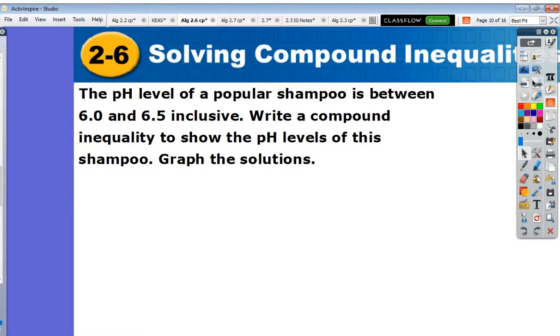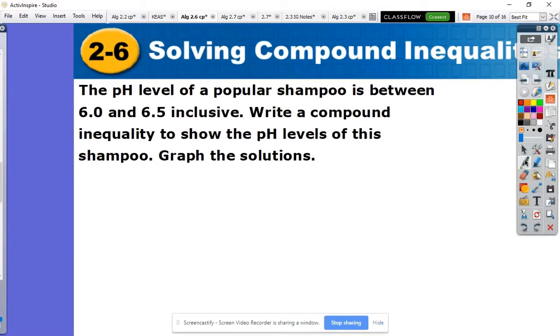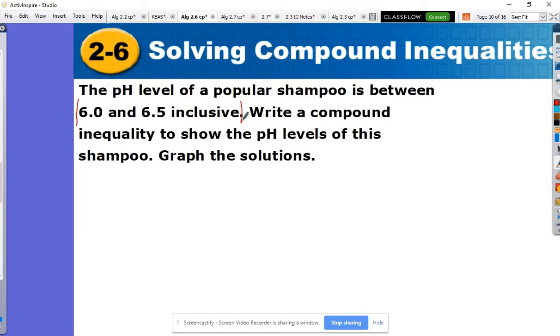Okay, so here's our first word problem for writing a compound inequality. The pH level of a popular shampoo is between 6.0, okay, we'll put some brackets there, and 6.5 inclusive. Write a compound inequality to show the pH levels of this shampoo, and then we're going to graph the solutions.